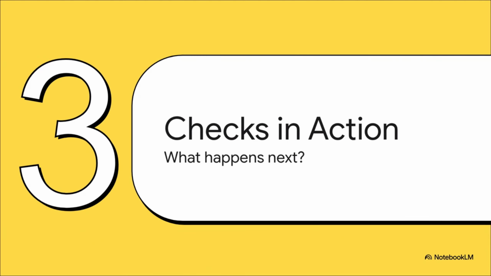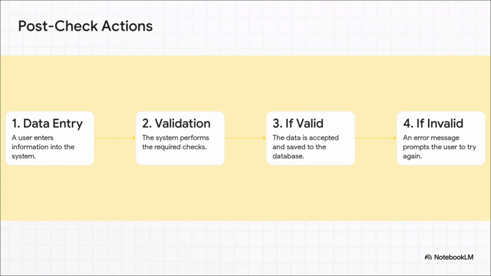Okay, so our bouncer has done its job. It's checked the data against all its rules. What happens next? Well, the outcome is actually really straightforward. So here's the flow. You enter your data, the system runs its validation checks. If the data passes everything, if it's on the guest list, it's accepted and saved. Welcome to the club. But if it fails even one of those checks, the system rejects it and sends back one of those error messages telling you what to fix. So you see, that red text isn't really angry, it's actually trying to help you get it right.